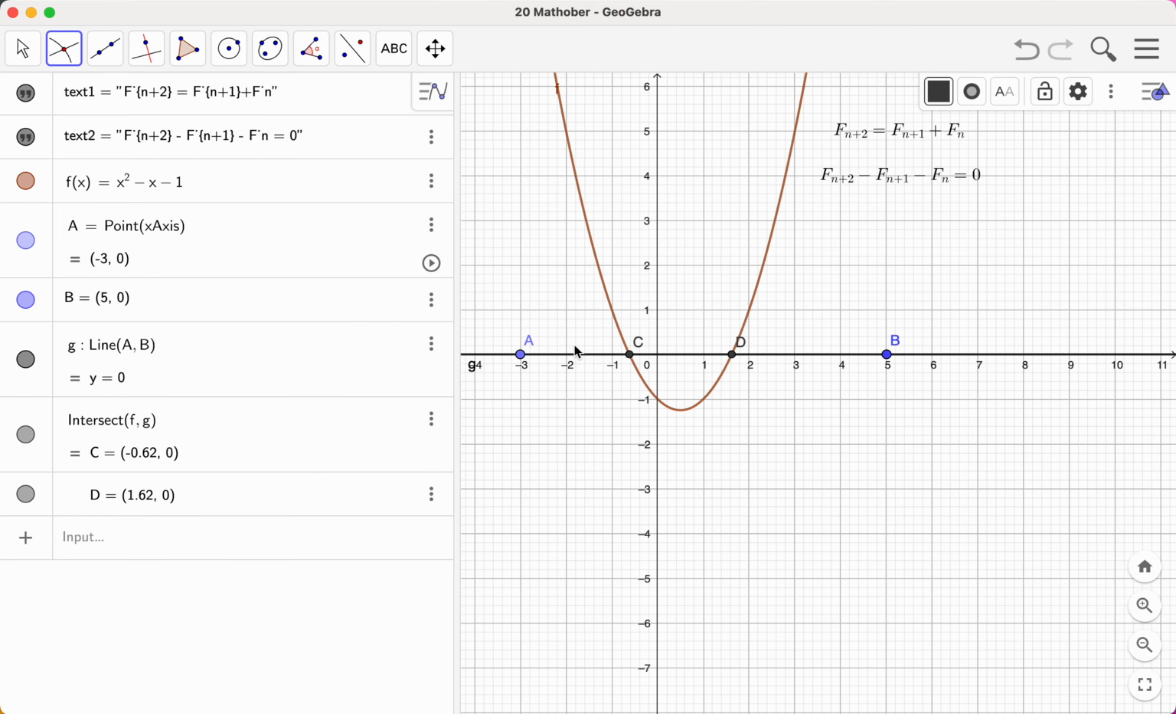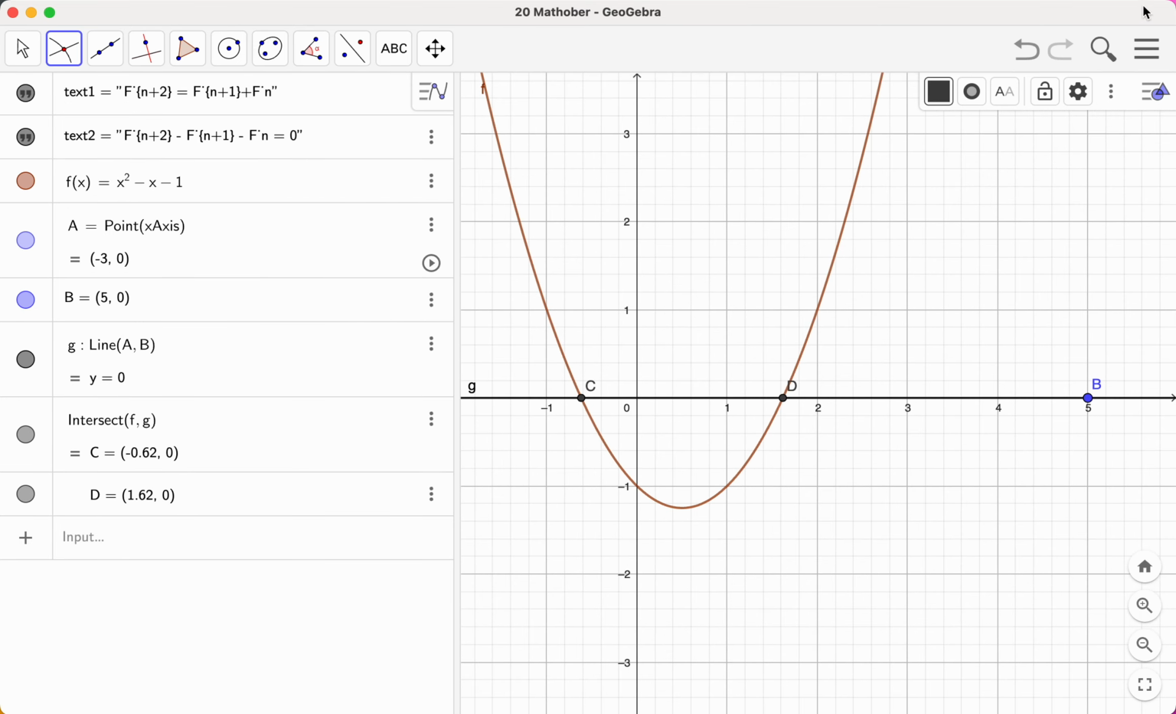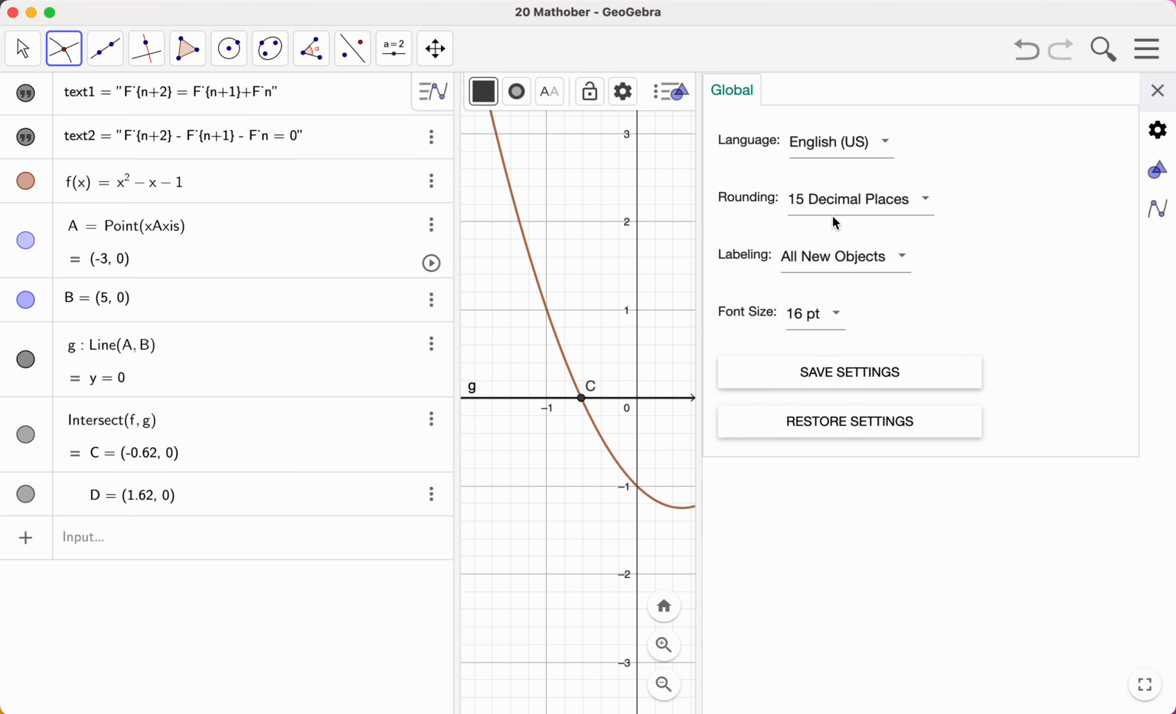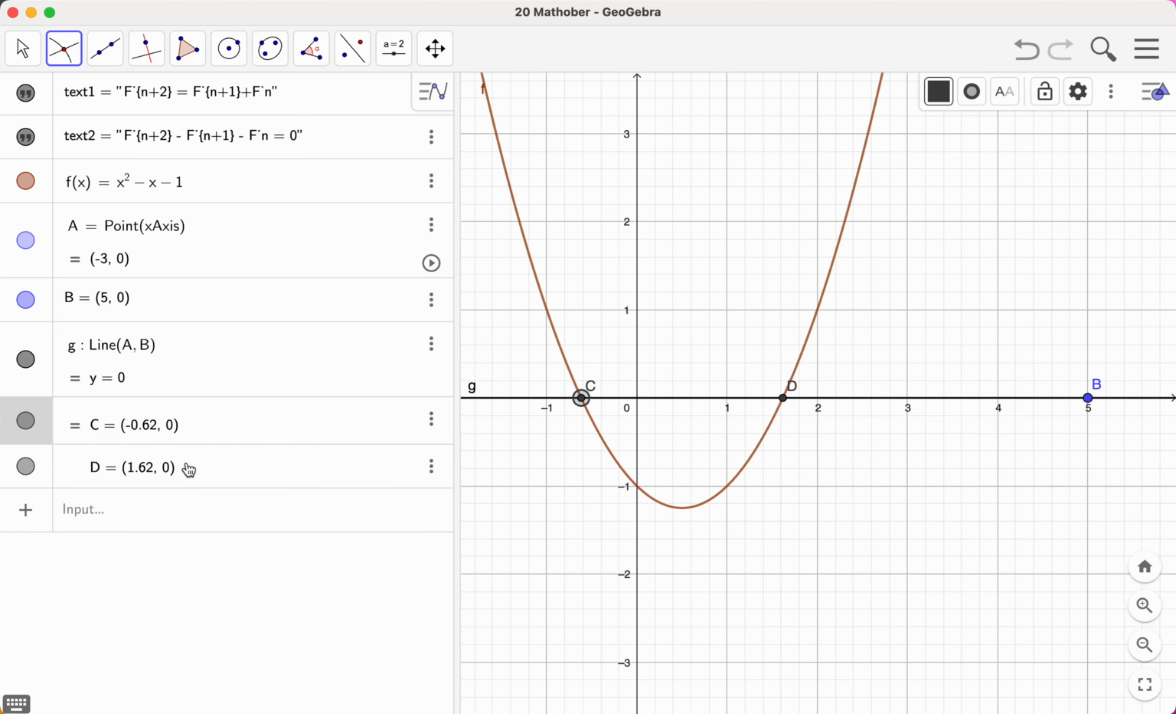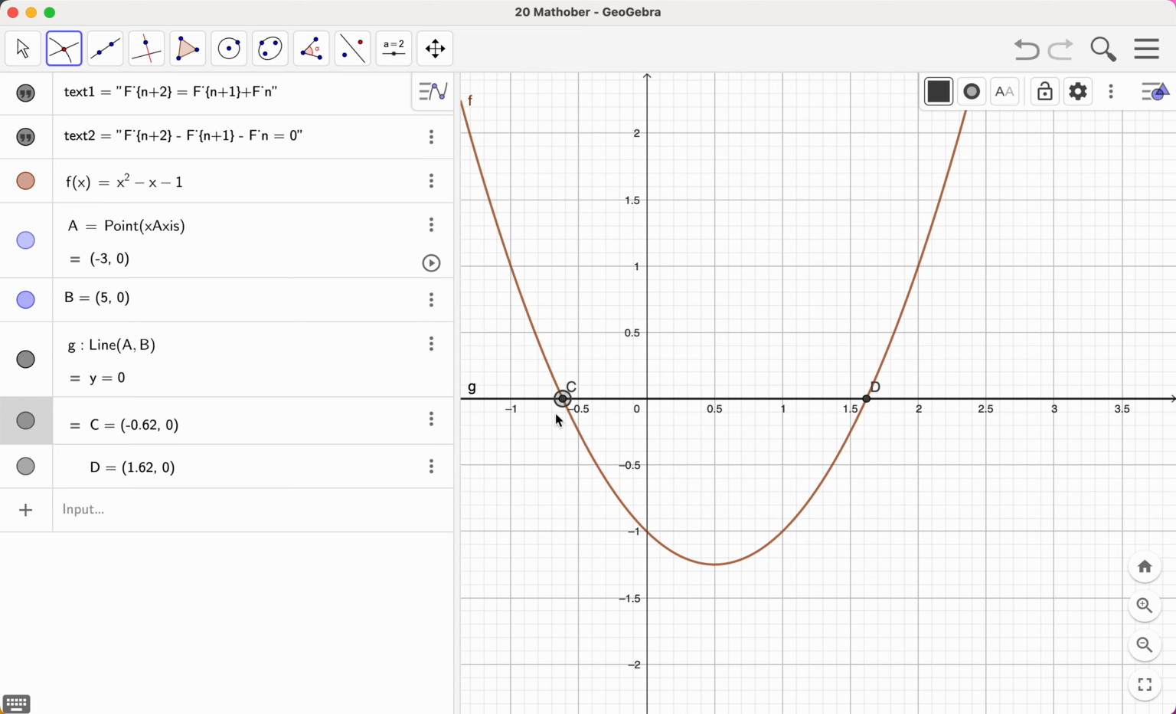Okay, and this gives me some points, which if we look closely and maybe get some more decimal places, no, that's as many as it's given me, all right, cool, are phi and minus phi. Boom, Fibonacci, done. It's not minus phi, it's 1 over phi. You know what I mean.